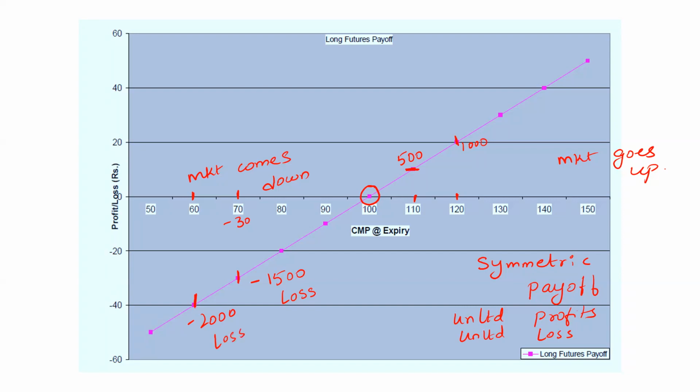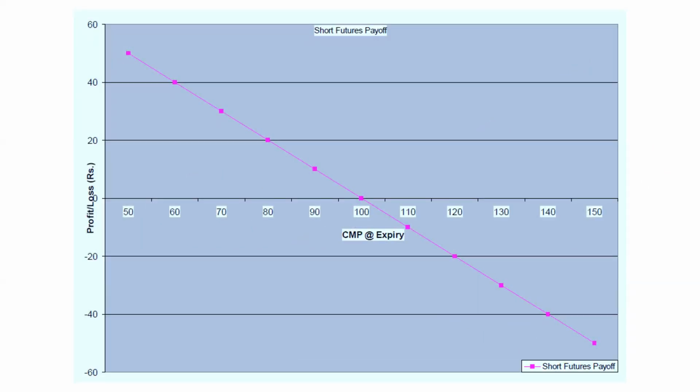So profit potential is unlimited, unlimited profits. The loss potential is also unlimited. So the payoff diagram is a straight line. It's a symmetric payoff. Now for the short, if the market comes down, he's going to make profits.